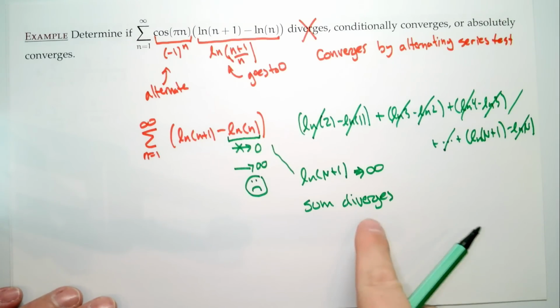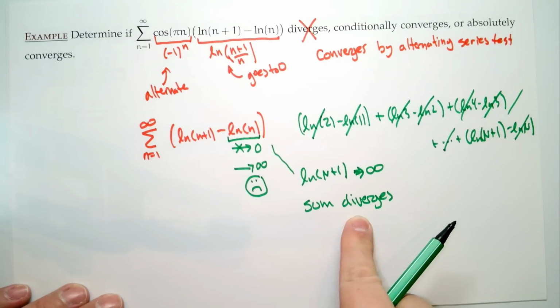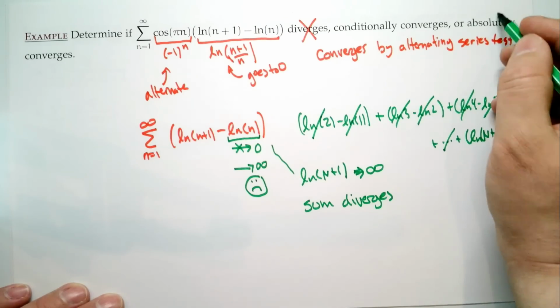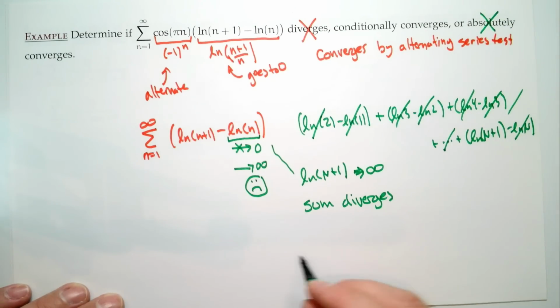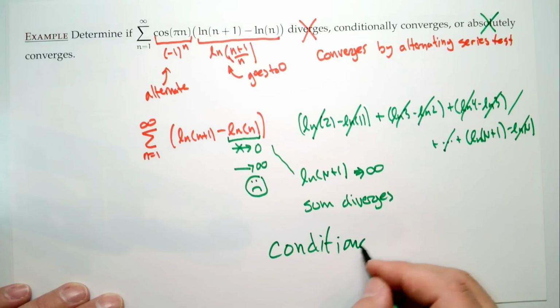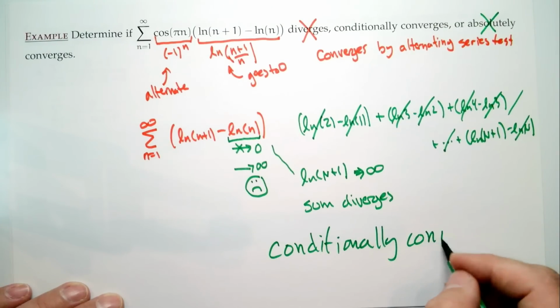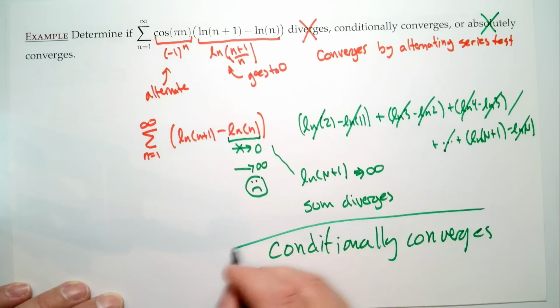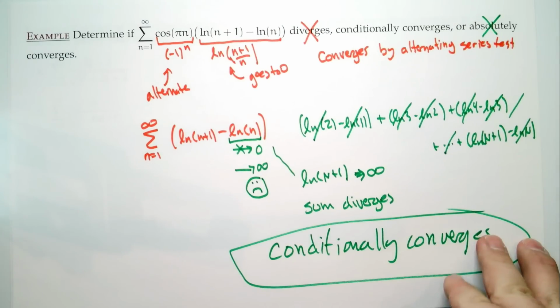So when we drop the alternating sign, the sum diverges. So what can we eliminate? Yeah, absolute. And we don't even have to say eliminate. Now we know the answer. So this is conditional. Conditionally converges. All right. Good.